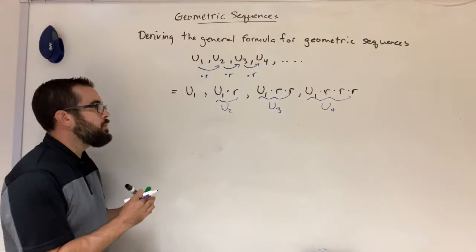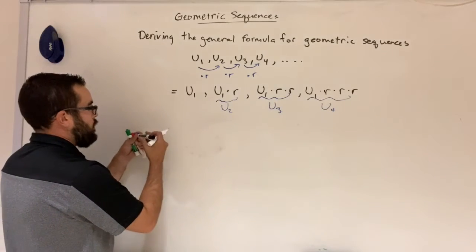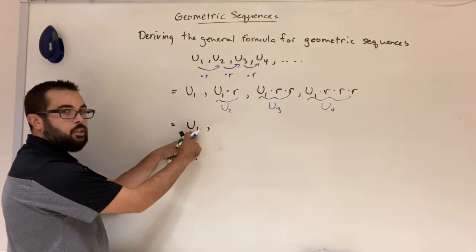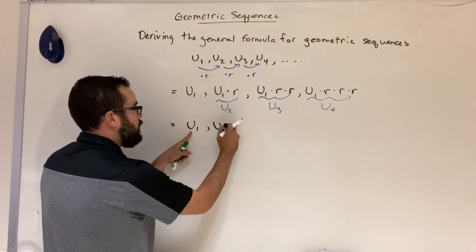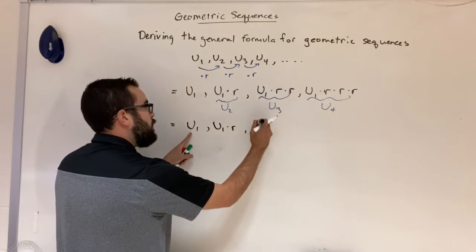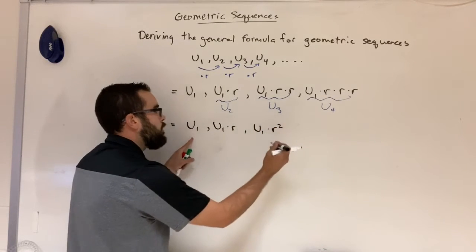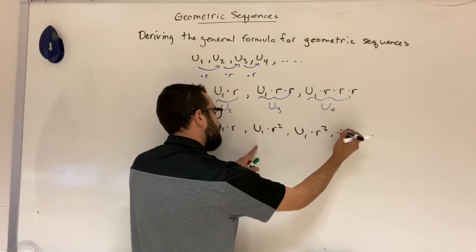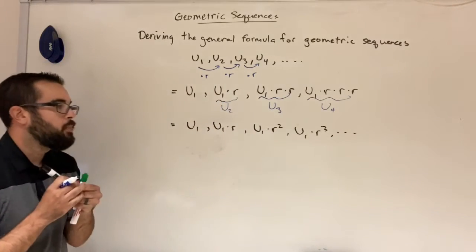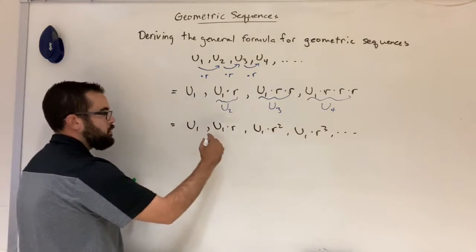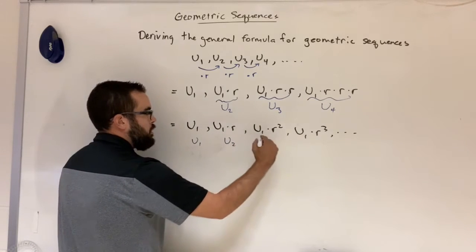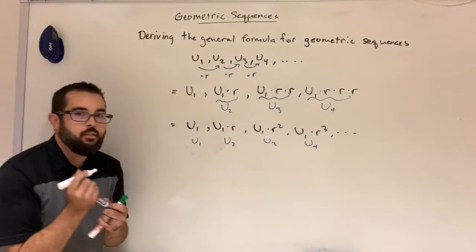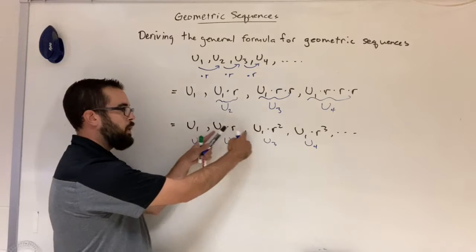Again, we're starting to see a pattern within a pattern here. And that is that this sequence can be rewritten as u1, comma, u1 times r, comma, u1 times r squared, comma, u1 times r cubed, and that continues on forever. So again, just like with arithmetic sequences, we want to see a pattern. Is there a pattern to this? Well, all of them multiply by u1.